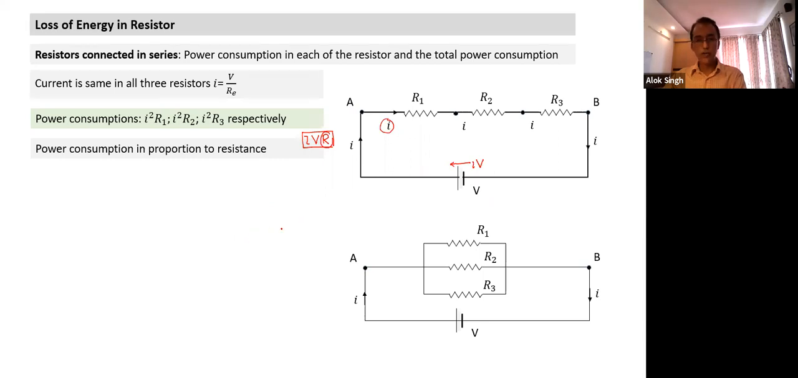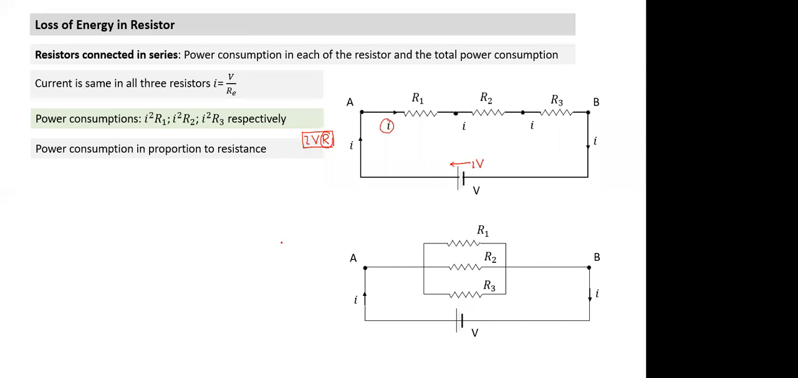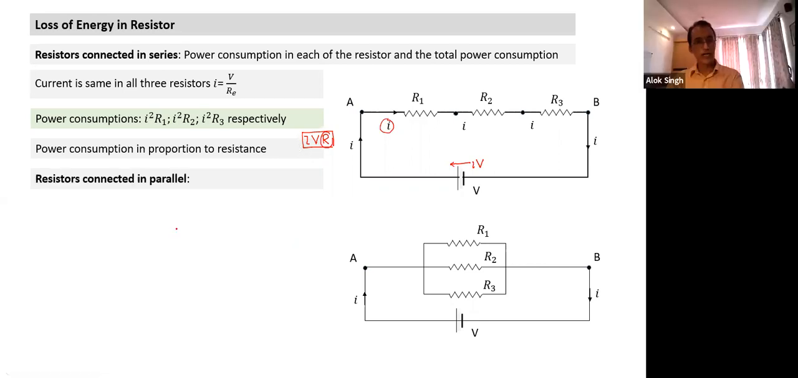Let's calculate power consumption and how it depends on resistance. In this case, what is common when resistors are connected in parallel? Potential is common. In the previous case, current was the same. Now, for resistors connected in parallel, the first thing we notice is that the voltage is the same in all three resistors, equal to V. Whatever V is there, the same V is there in all cases.